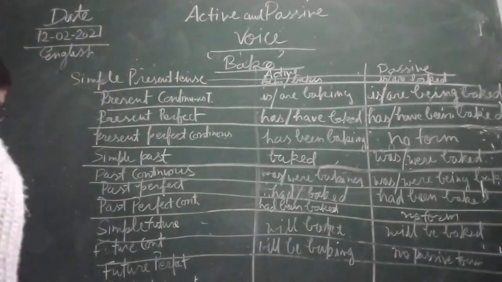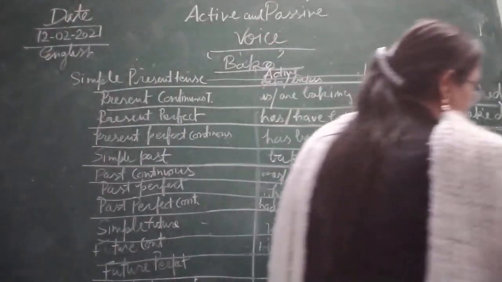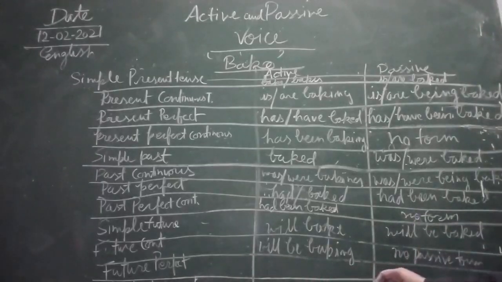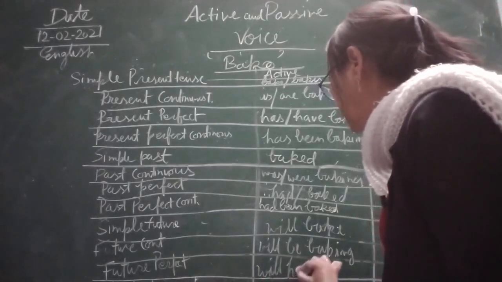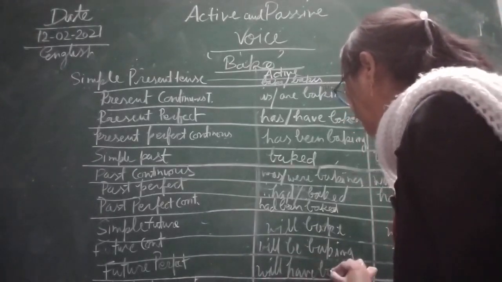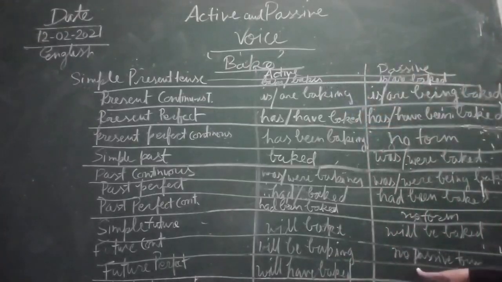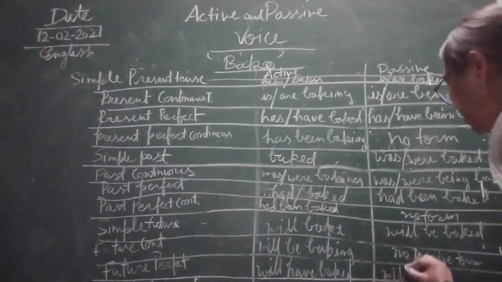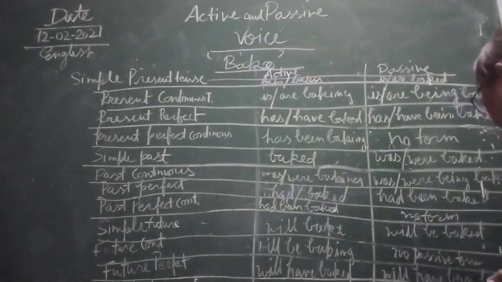Okay. Now future perfect. Future perfect, what will we do in the active voice? So children, in active voice we will write will have baked. Will have baked, children. Okay. In the passive voice we will change it like this: will have been baked.